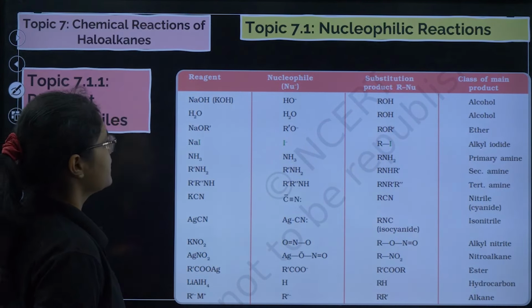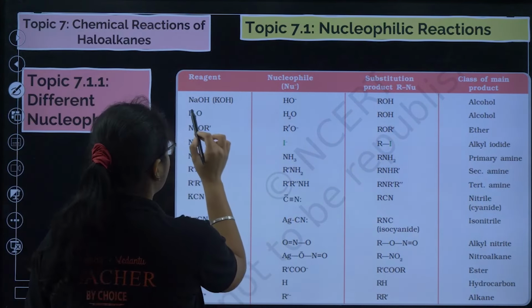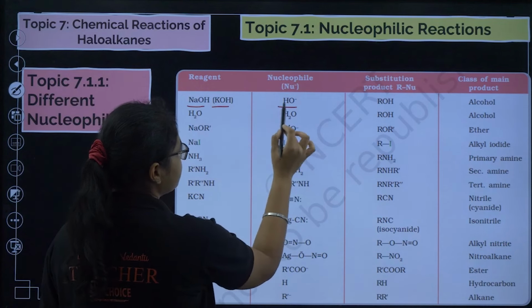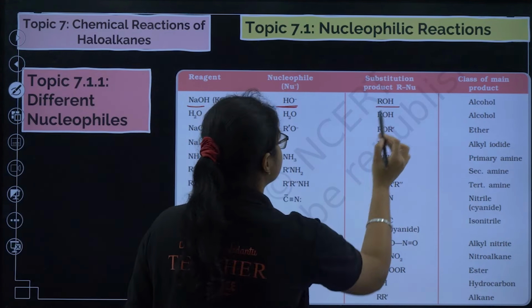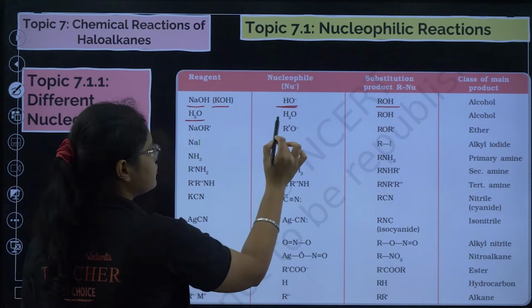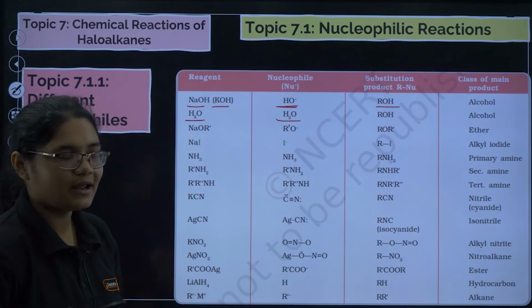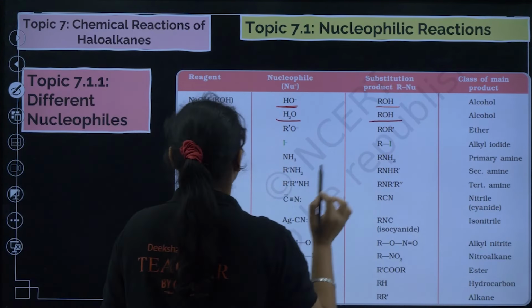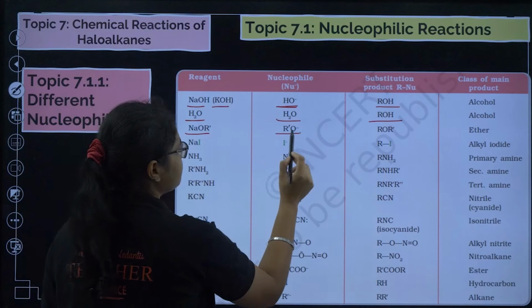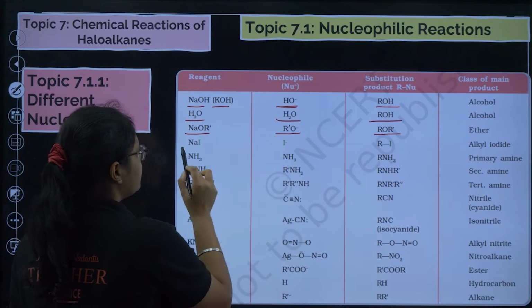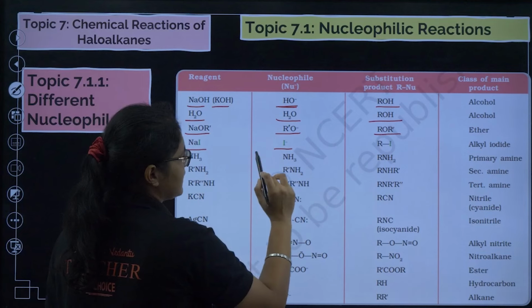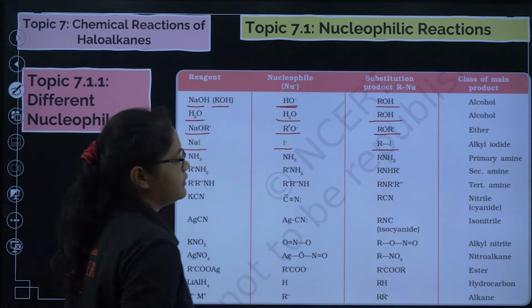If you take NaOH or KOH, the nucleophile generated will be OH minus, so you will get ROH. Similarly, if you take water, the nucleophile is water, and the product will be ROH. If you take NaOR, the nucleophile is RO minus, and the product will be ROR. If you use NaI, the nucleophile is I minus, and the product will be RI.